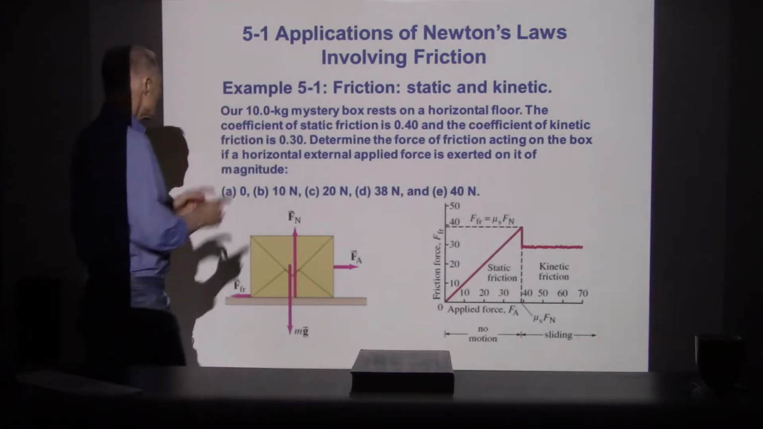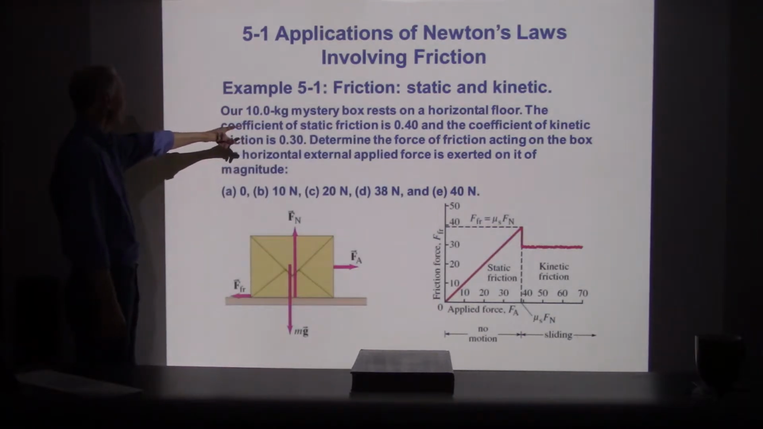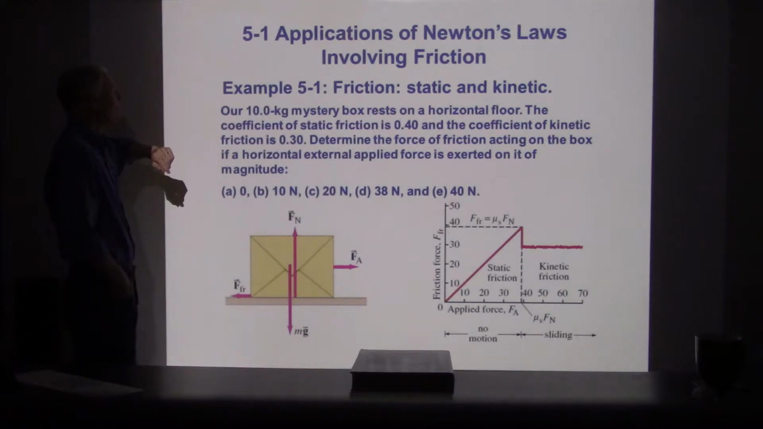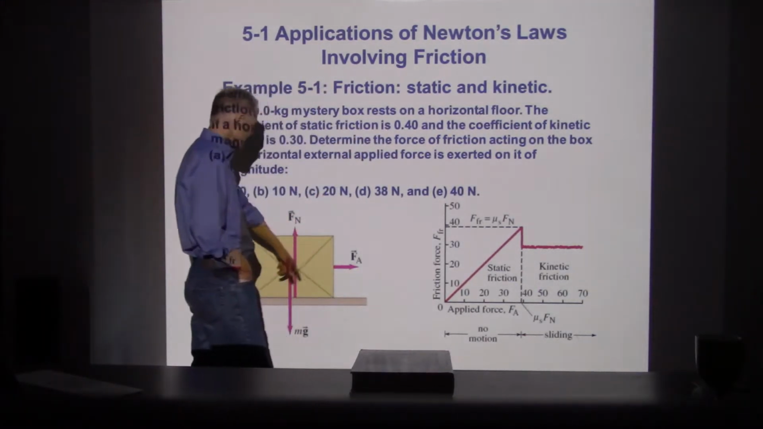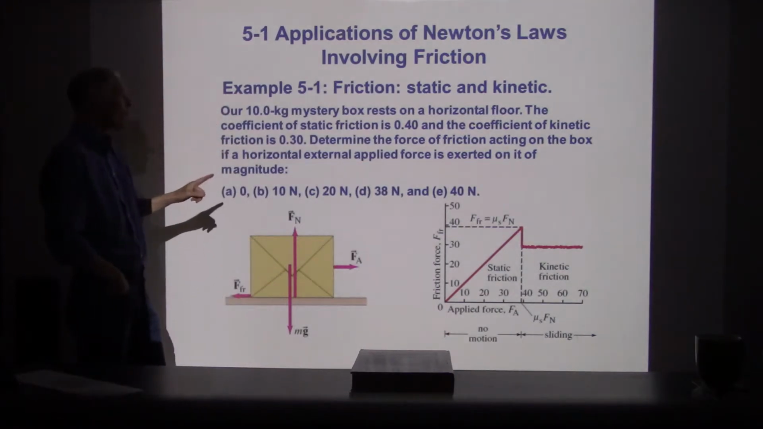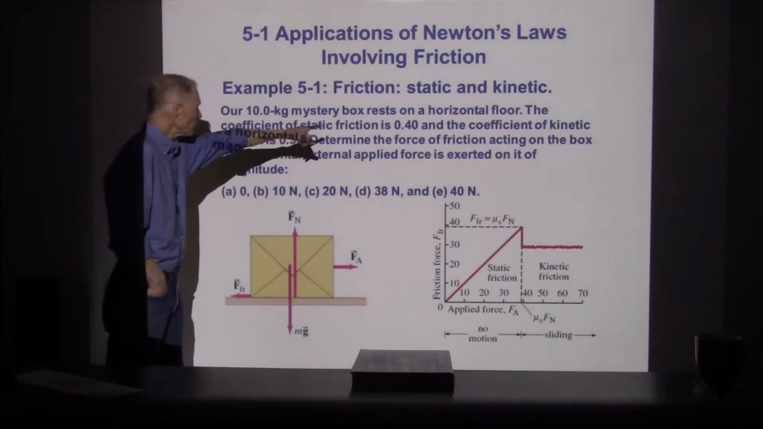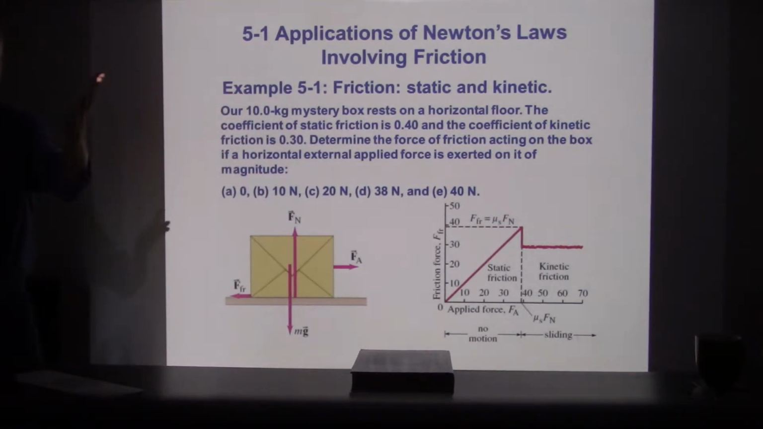All right, so here is that same box from chapter 4. It's still 10 kilograms. It's still a mystery box. Apparently no one has opened it yet. We're saying that the coefficient of static friction for the box on this tabletop... Now notice the coefficients of friction depend on both surfaces. It's not just that this object has a certain coefficient. You have to know what the other surface is.